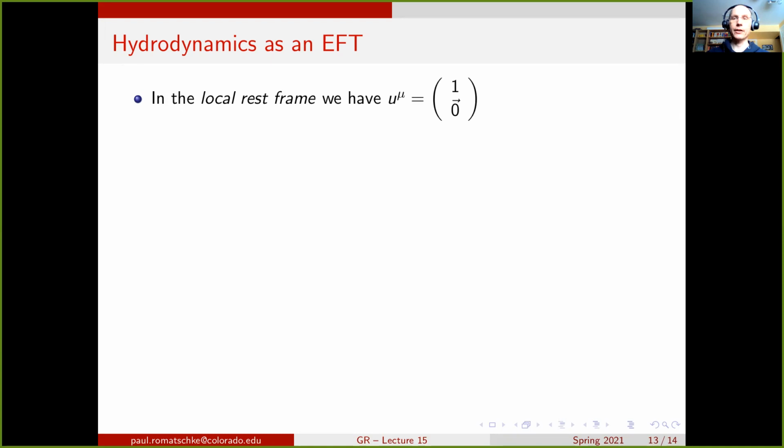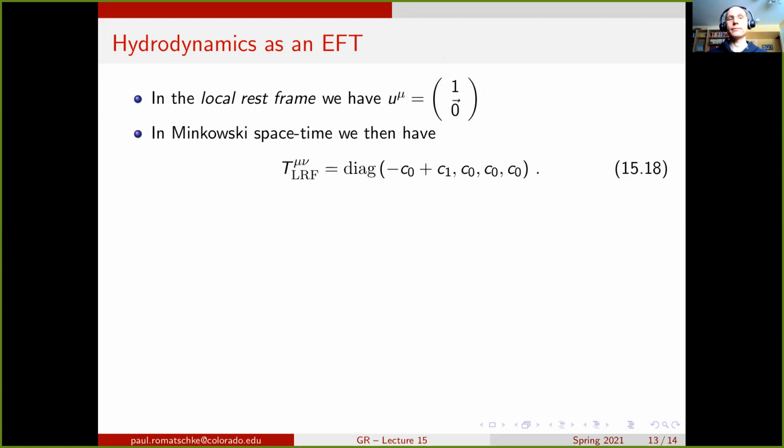Then there's one particular frame where the matter is at rest, and that is the frame where the fluid velocity is such that the space part of this is just 0, and that will be a particularly nice frame for evaluating our energy momentum tensor. In Minkowski spacetime, where the metric tensor g_μν is just the Minkowski metric, we can write down the energy momentum tensor T^μν in the local rest frame, LRF, and that is just a diagonal matrix.